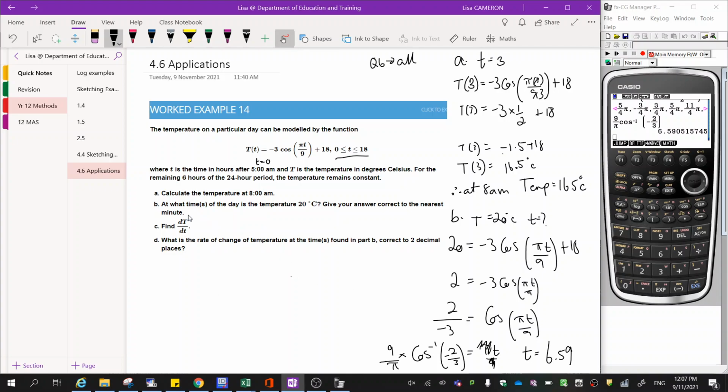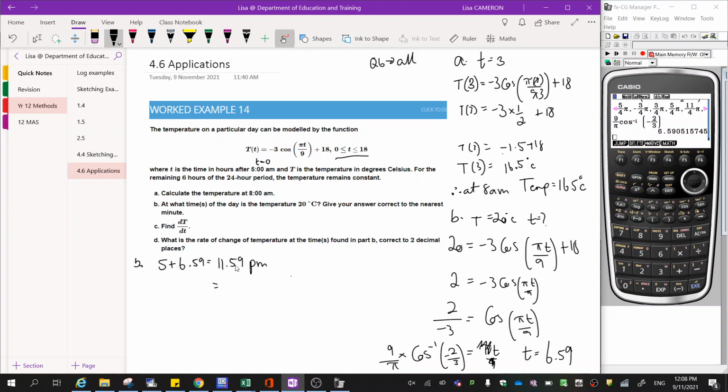Now, this question asks us, at what times of the day is the temperature going to be 20 degrees Celsius? We haven't actually finished. This is an extension of question B, I'm going to need to work out what time of the day that occurs. So 5 plus 6.59 is going to give me 11.59. So that's going to be AM, right on the cusp.